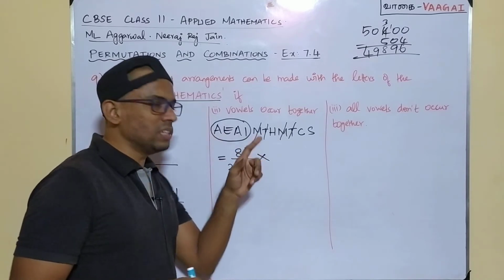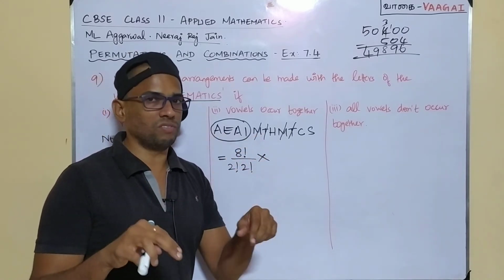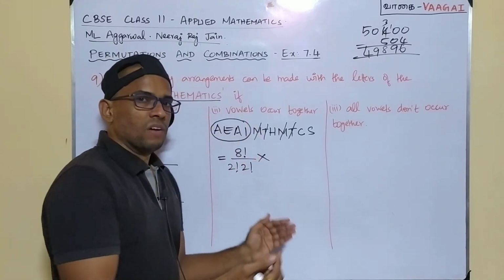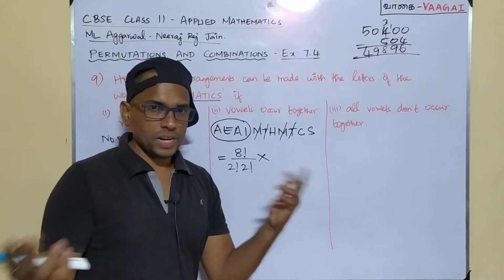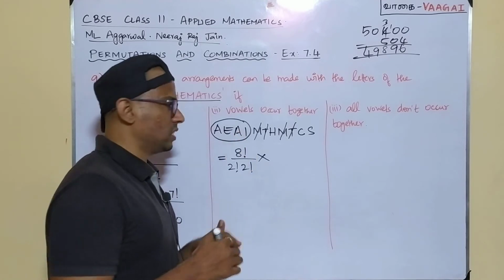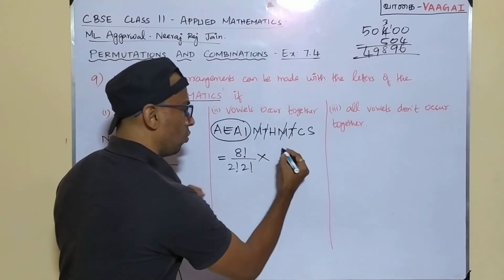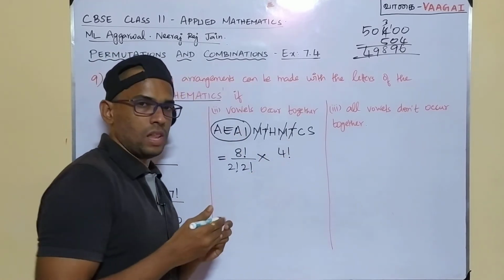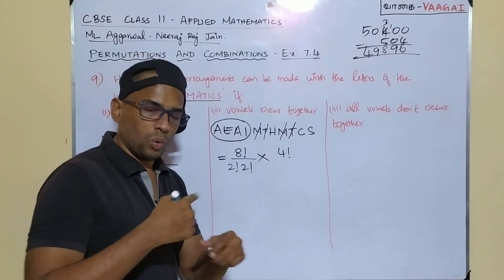So that means for these vowels, the number of ways we can arrange them, that also we have to see. Of course they should be together, but within together they can be in any possible order, right? So for that, we have to see these vowels. There are 4 letters here, right? A, E, A, I, there are 4 letters. So 4 factorial, we can arrange them in 4 factorial ways.